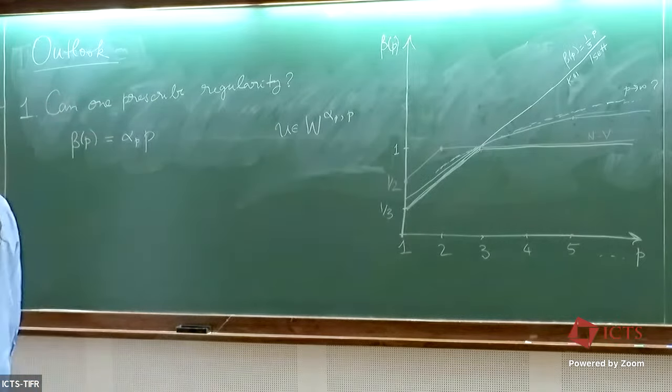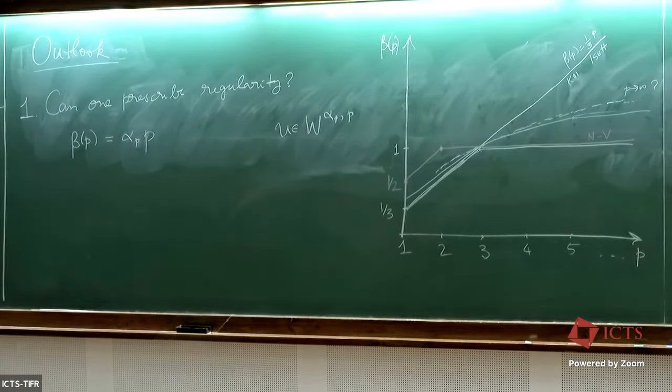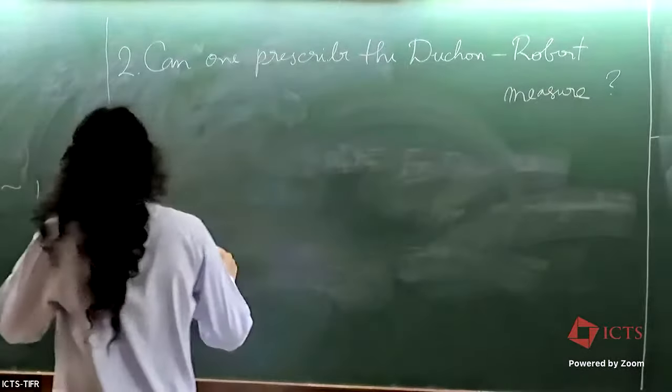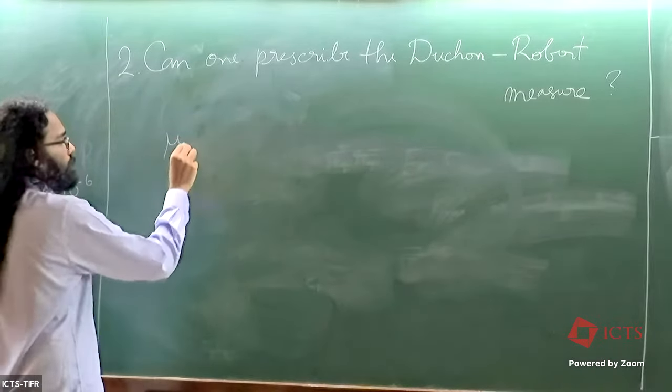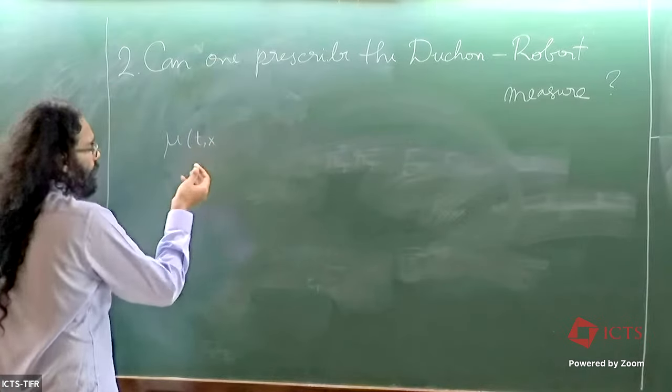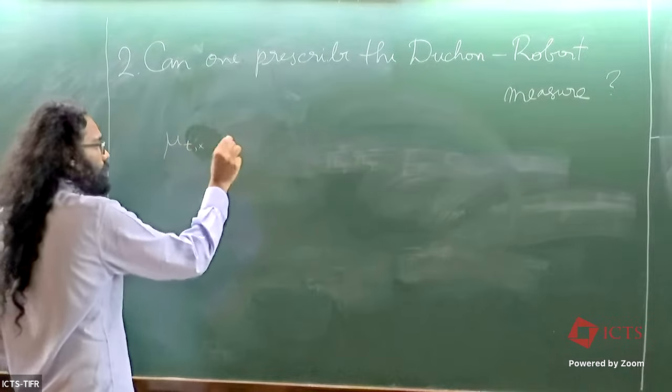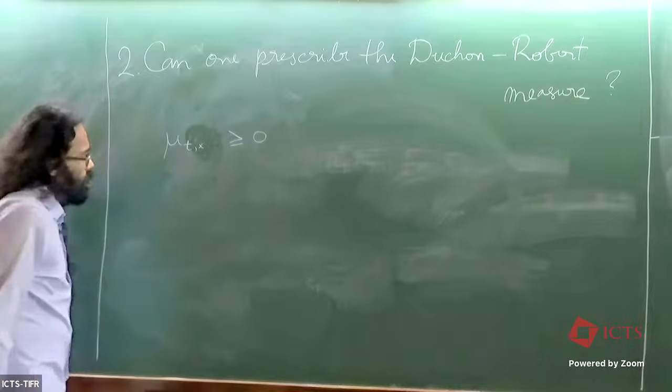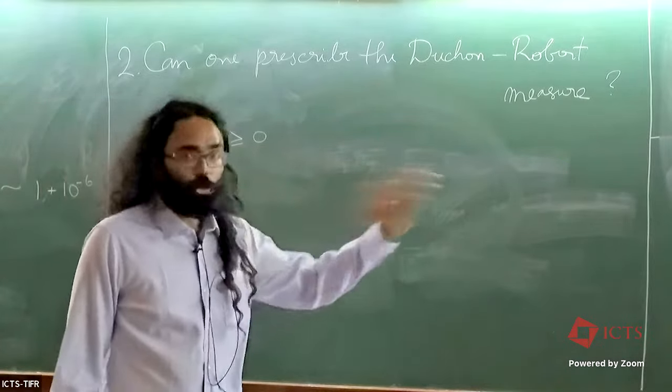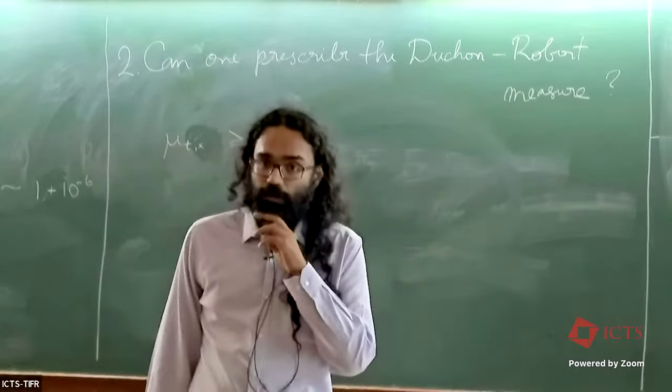Okay, and the second question, maybe I'll write it here, is what was already asked before, which is, can one prescribe the Duchon-Robert measure? And this seems much harder. At least for the first, maybe there'll be some heuristic estimates you can run to see the range of flexibility afforded. Here, this seems much harder. So here, the question is, I'm giving you some measure, say mu, which depends on space and time, and maybe I'll write it as a subscript, which has a sign, say, is positive or non-negative. And I'm asking, does there exist a solution of the incompressible Euler equations that has this as its dissipation measure?